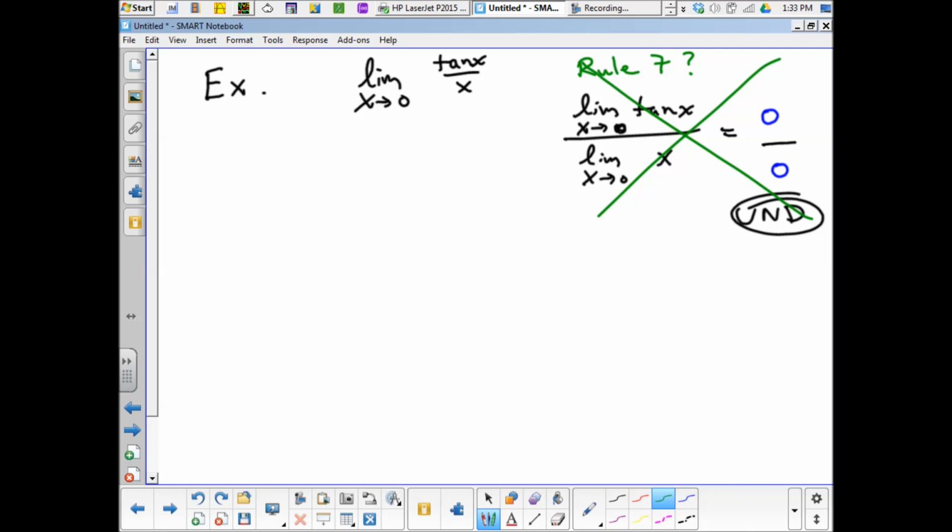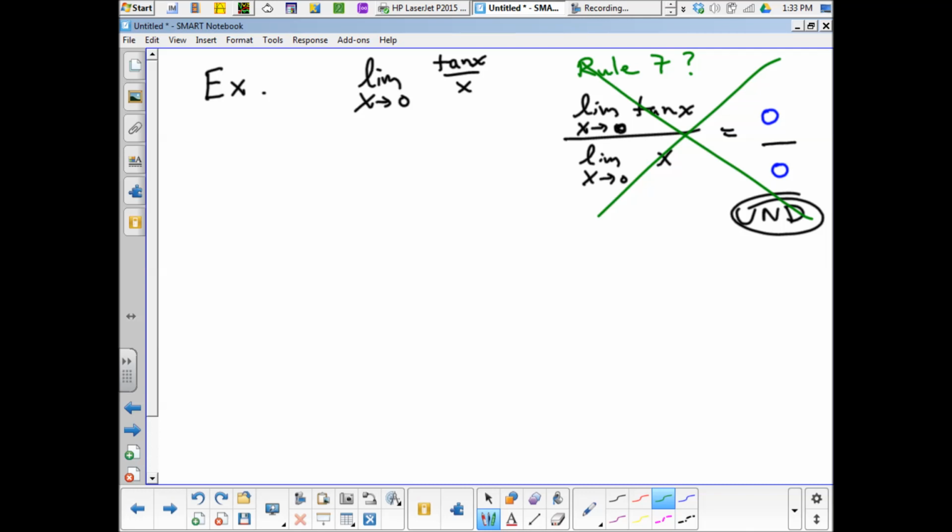Didn't we memorize a special limit yesterday? What did I ask you to memorize yesterday? I only asked you to memorize one thing. Sin x over x has a limit of 1. Okay. Can we use that to our advantage? Separate tan into what? Sin x over cosine x? That might be a great idea. So let's try that. Okay?